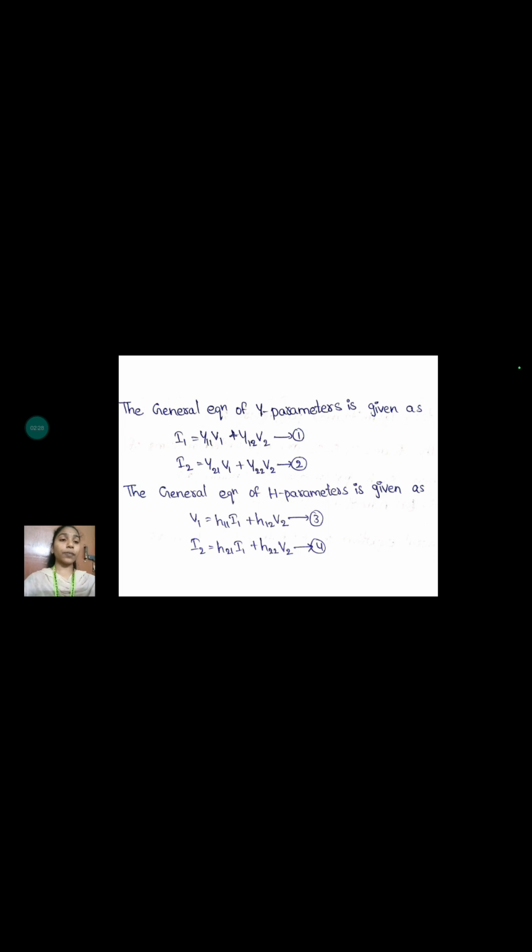The general equation of H parameters is given as V1 is equal to h11 I1 plus h12 V2, equation 3, and I2 is equal to h21 I1 plus h22 V2 as equation 4. Now we have to observe here in Y parameters equation 1, I1, V1 and V2 are the terms, and in H parameters equation 3 has terms V1, I1 and V2. So H parameters of equation 3 we have to convert into equation 1.